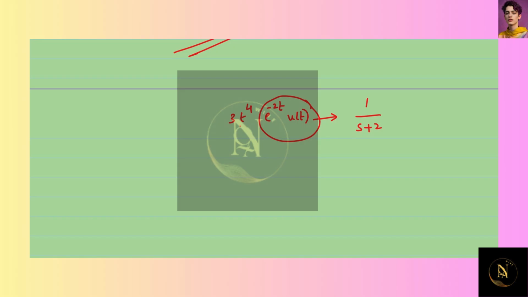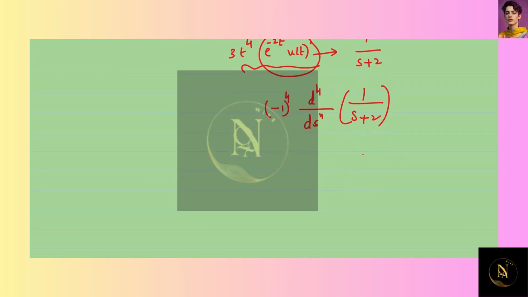Let's multiply later. Now you are multiplying with t power 4. That means the final answer for the Laplace transform of this is minus 1 power 4 into the 4th derivative, d power 4 by ds power 4, of 1 by s plus 2. So let's quickly calculate the 4th derivative.